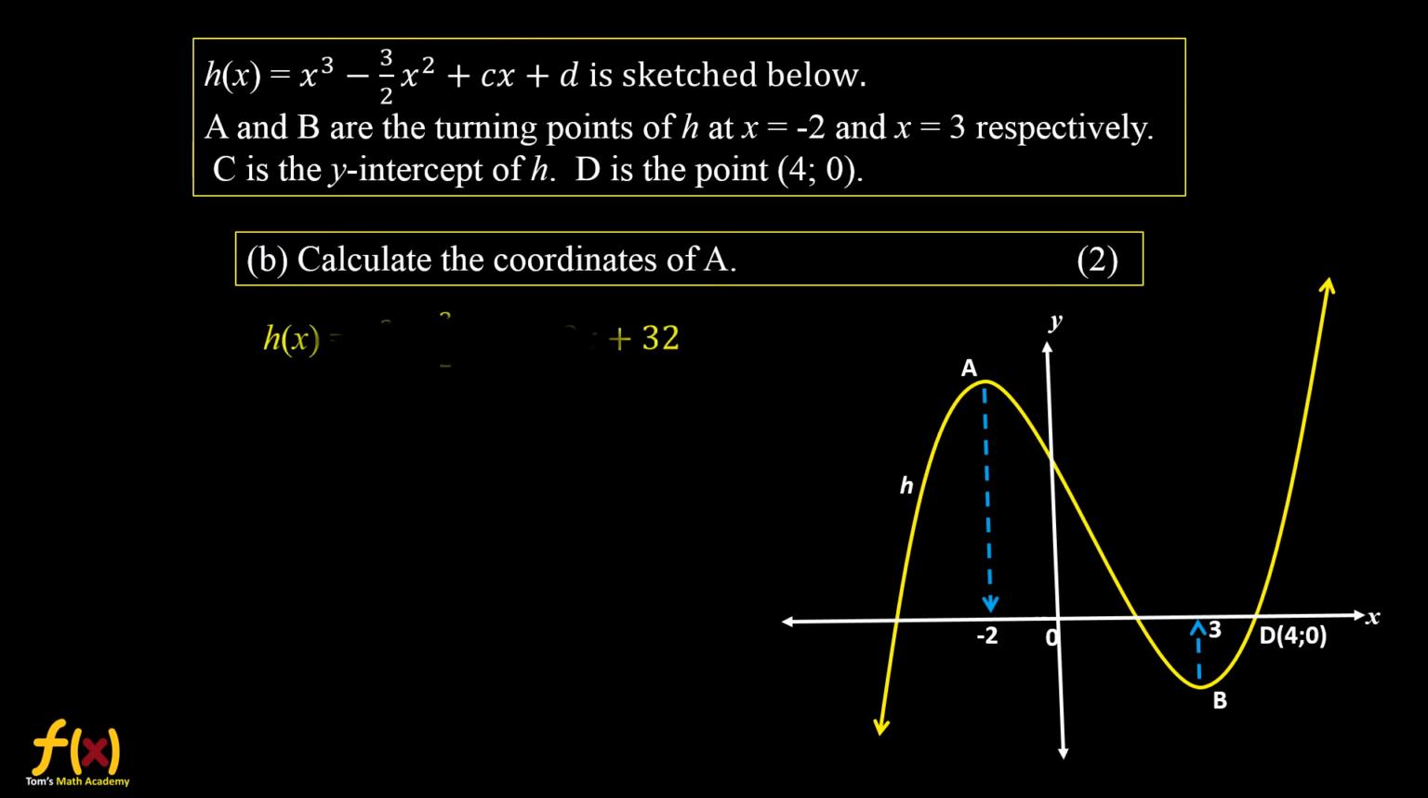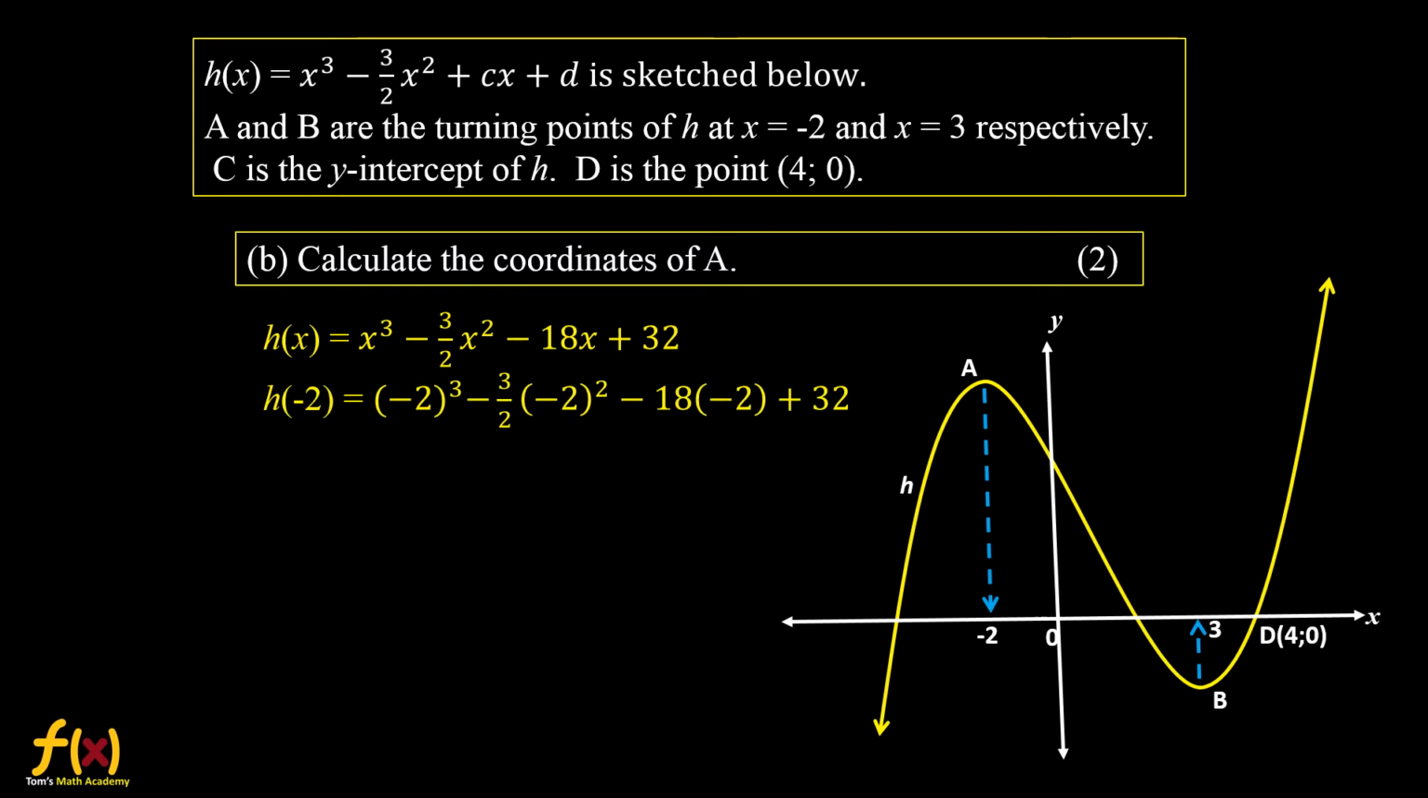Now we have the equation. We calculated C and D. We have the full equation now. And the x coordinate is available. The x coordinate of A is minus 2. So we substitute and get the y coordinate.